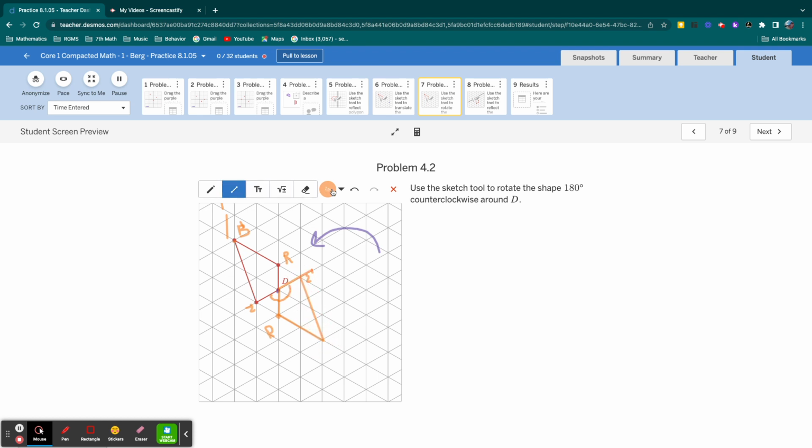Just like that. And I'm not sure why this is extra long right there. But does that look like the same piece? This is Z prime. Yes. All right. Not that easy. Test your brain.